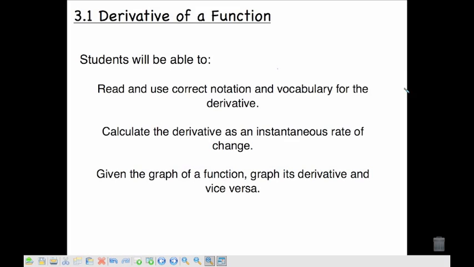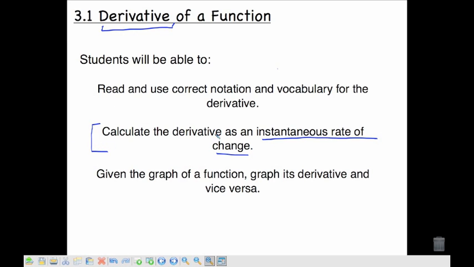In section 3.1, we're looking at the derivative of a function. First of all, the derivative is something that we've been using before. It's basically talking about the instantaneous rate of change. So when we calculate the derivative, we're going to be calculating this using the same formula that we used for instantaneous rate of change in the last chapter. So that shouldn't be unfamiliar to you. You should be able to do that already.